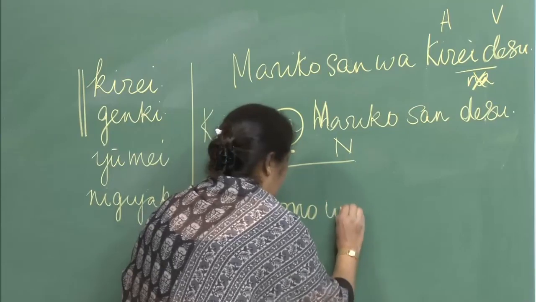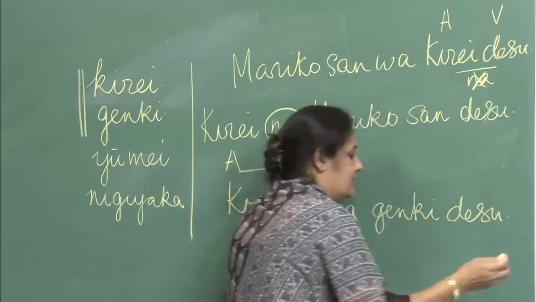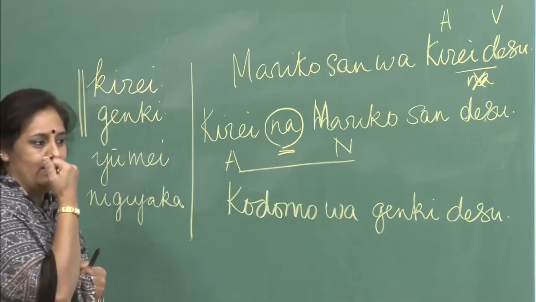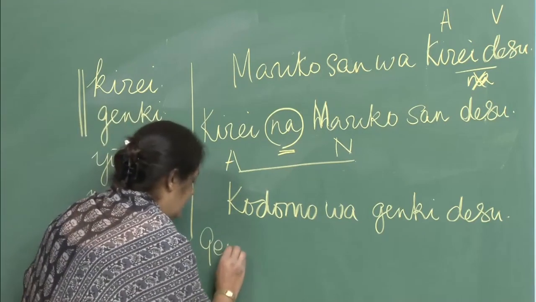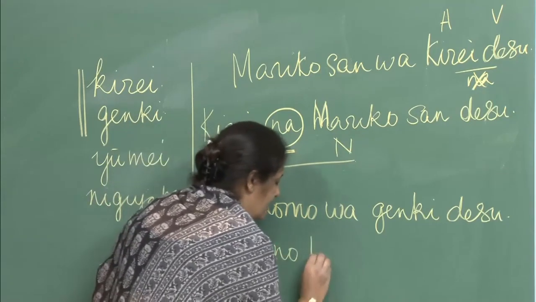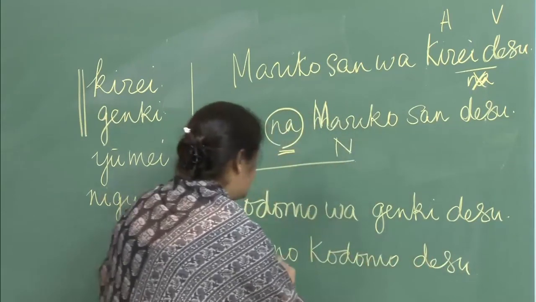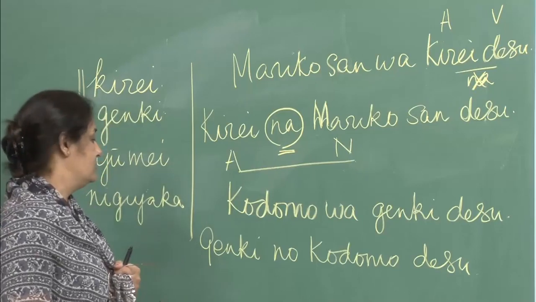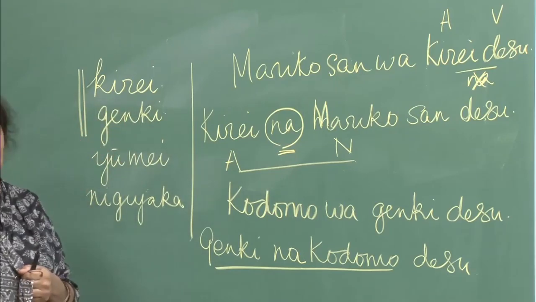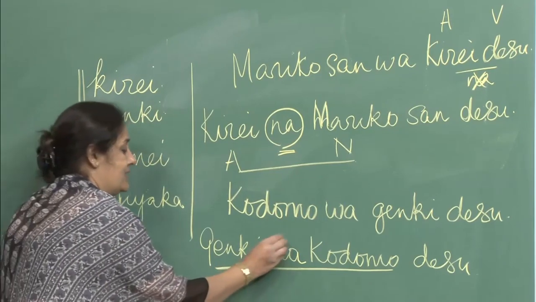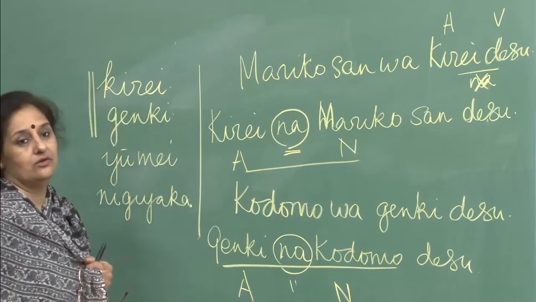kodomo wa genki desu. The child is very, very happy and healthy and in good shape. Well, genki na kodomo desu. The child is very, very happy in good health. Genki na kodomo desu. So please, in such a manner, when you will have adjective and noun over here, then na is going to be used. Please remember that.